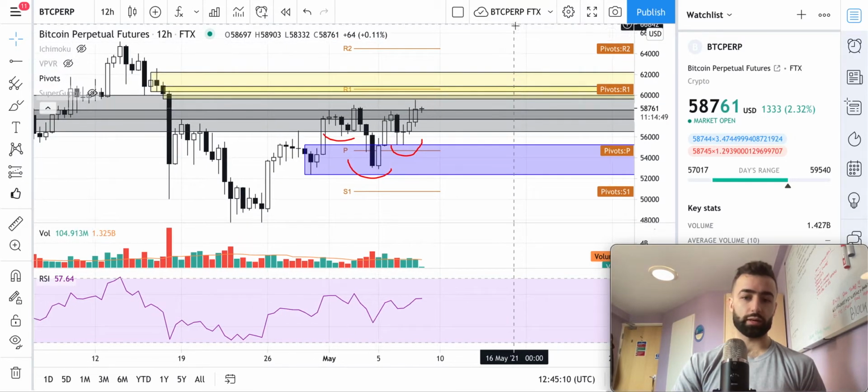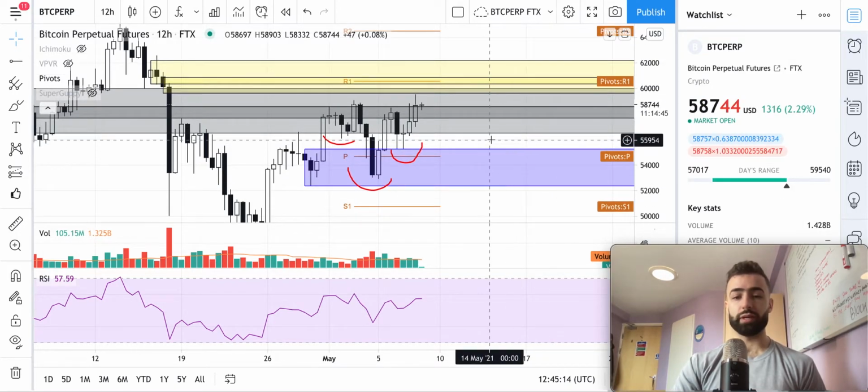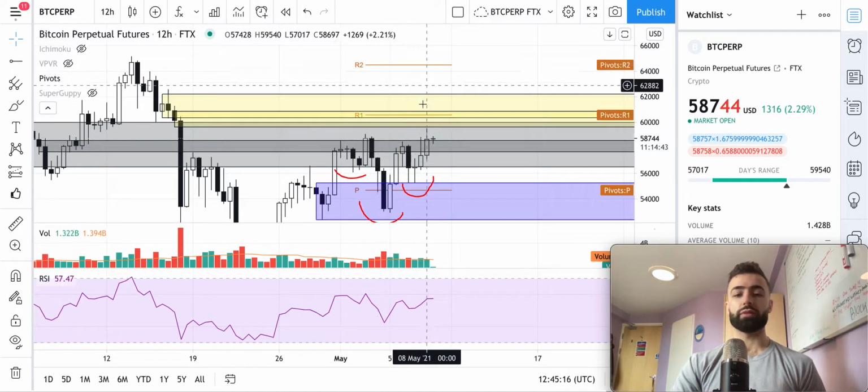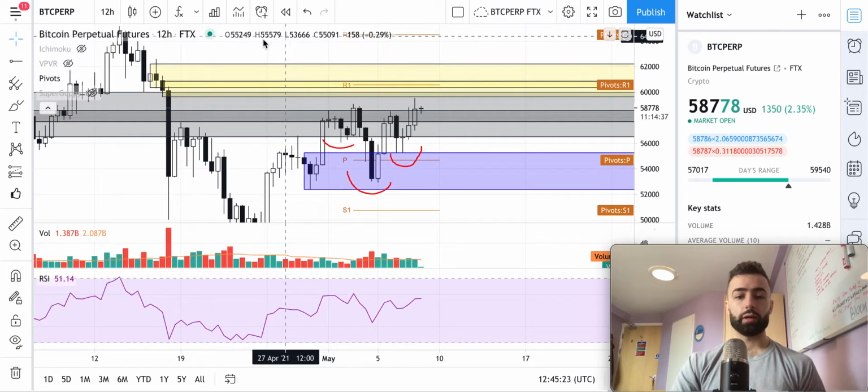So that's the target that we'll look for if this pattern ends up being valid, which would take us above these yellow support zones, as well as that gray zone that we talked about on the 2-day time frame, which is important to keep an eye on.